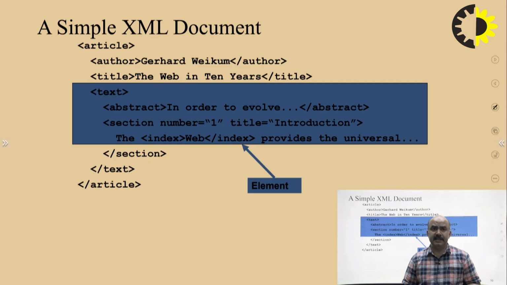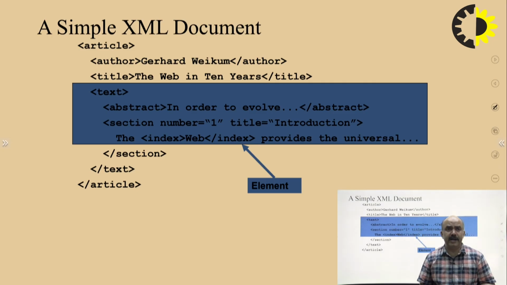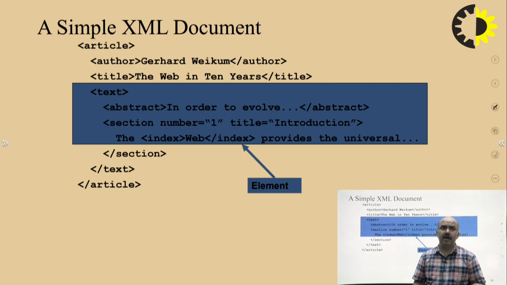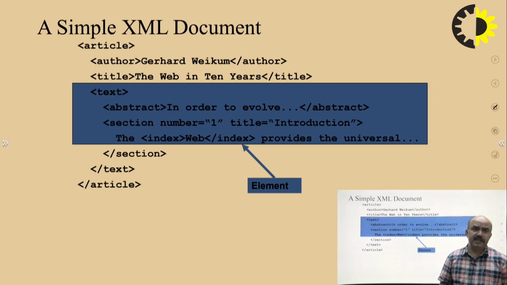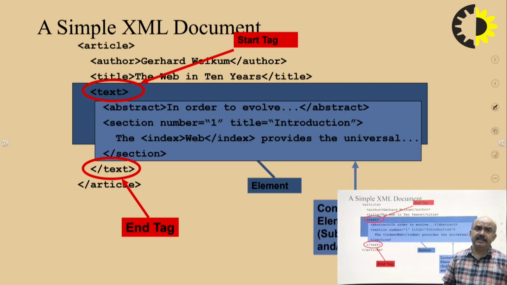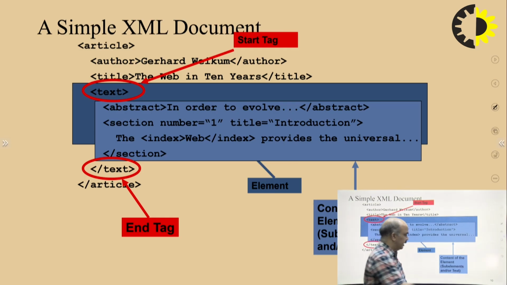So, for example, these are the elements. Here we have the textual data that we have to write, which defines the basic building structure of this simple XML document. This is the start tag, and then we have the end tag. Then this is the content of the element, which can be sub-elements or text.